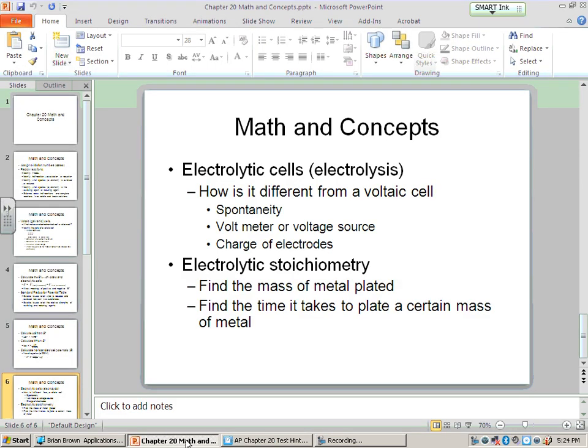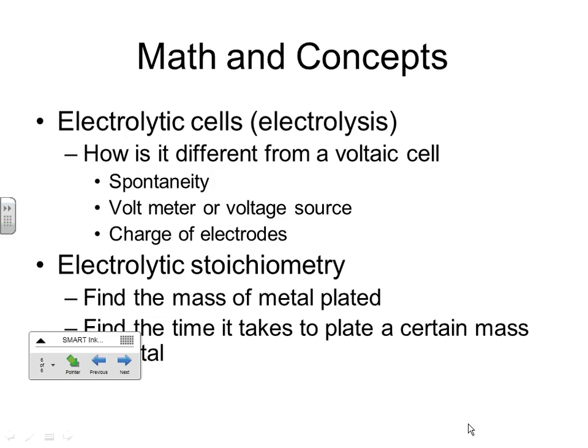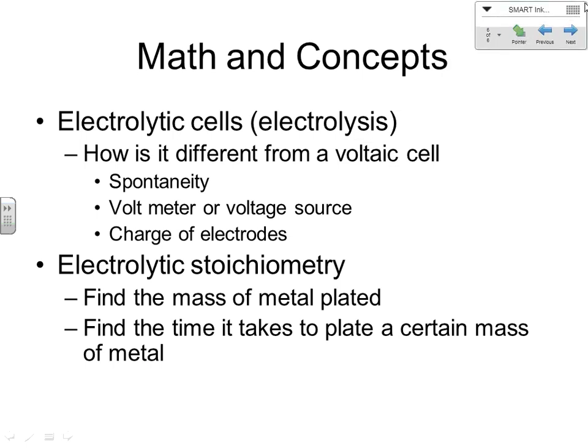Another thing I wanted to quickly look at was just some math and concept ideas related to things in the chapter 20 chapter. First off here, just some things about electrolysis, electrolytic cells. Remember, you should understand how an electrolytic cell is different from a voltaic cell. And remember, that deals with spontaneity. And remember, that deals with if you're going to need a voltmeter or a voltage source. If you got a voltmeter, it's a spontaneous reaction. You're talking about a voltaic cell, not an electrolytic cell. If you've got a voltage source, that means you're pushing electrons against the grain. That means you're forcing a non-spontaneous reaction to happen.